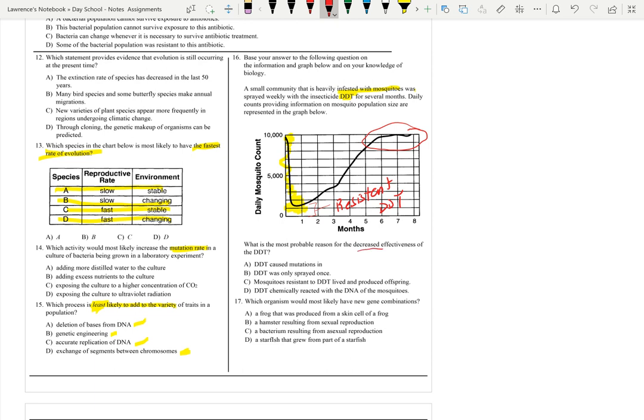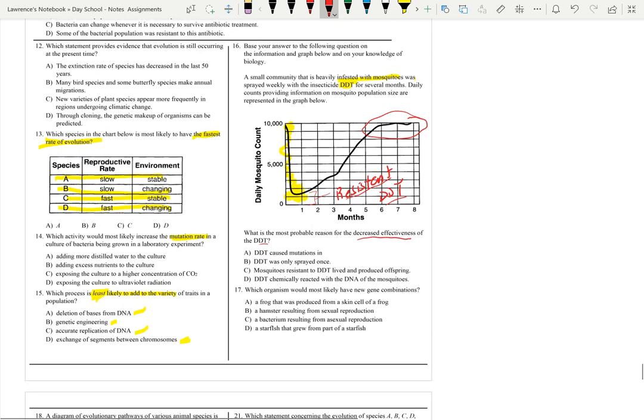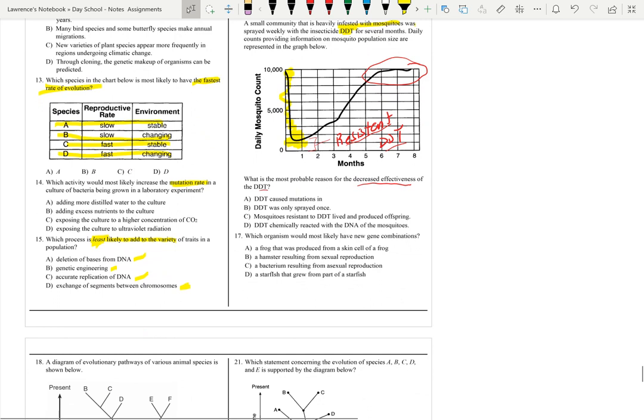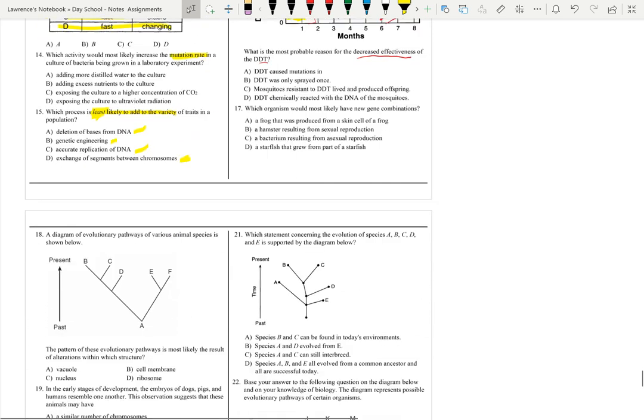What's the reason for decreased effectiveness of DDT? Well, these resistant mosquitoes had a variation, a certain gene or piece of DNA, that allowed them to live and not get affected by DDT. So those resistant mosquitoes lived and produced offspring.